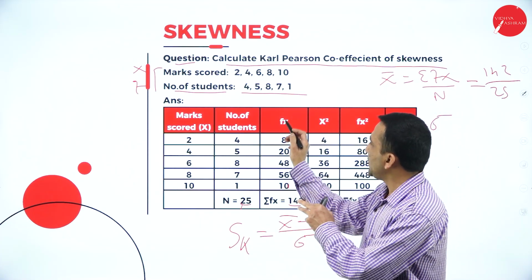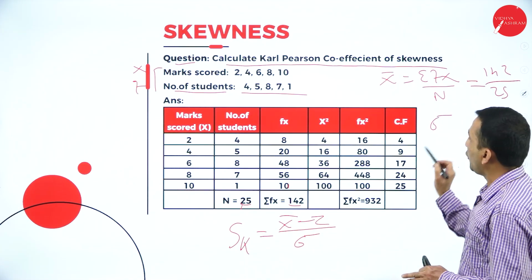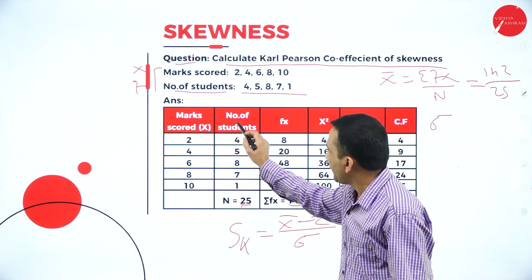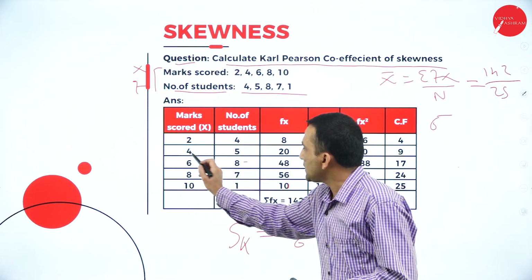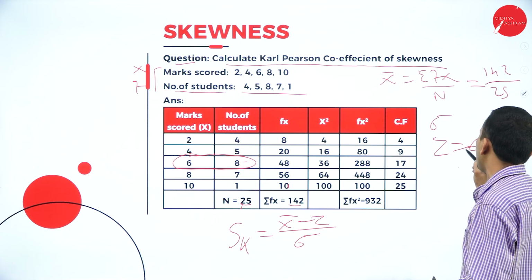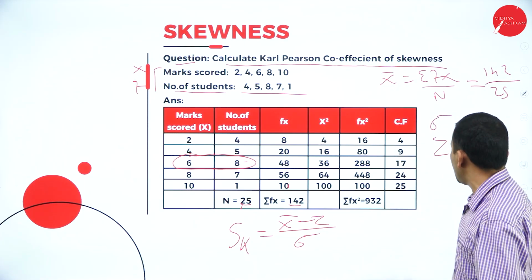Now after getting this fx value, we need to find the mode value, because the formula has a mode, right? The highest frequency is 8, and the corresponding x value is 6, so the mode is nothing but 6. Now, according to the formula, standard deviation is required.